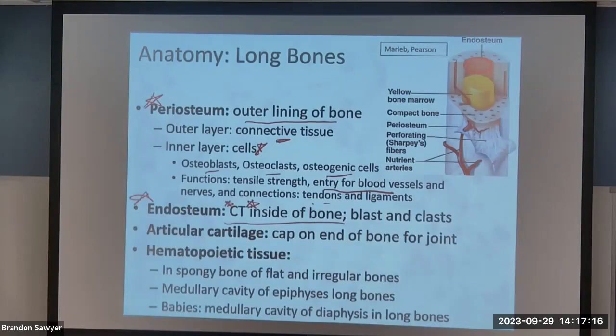And then we have this hematopoietic tissue, which really just means blood cell formation tissue. This is stem cell type tissue that's going to make red blood cells as well as white blood cells. We find this in spongy bone when we're talking about flat bones and irregular bones, and in the medullary cavity of the epiphyses of long bones. And then in babies, also in the diaphysis part, also in the middle. But in adults, it's just on the ends.